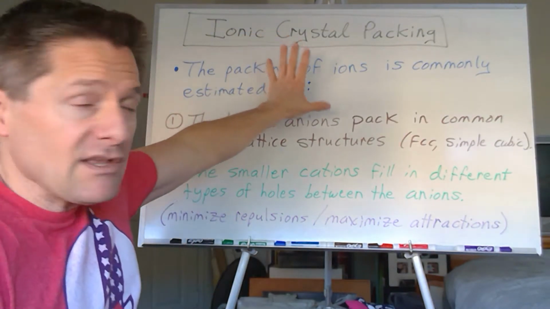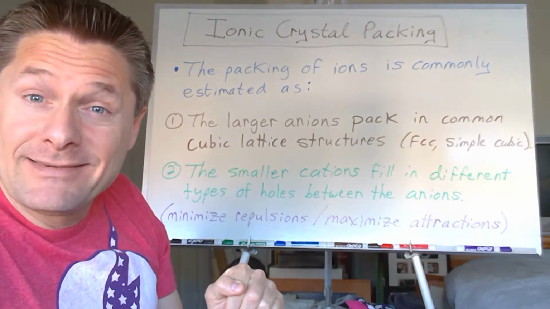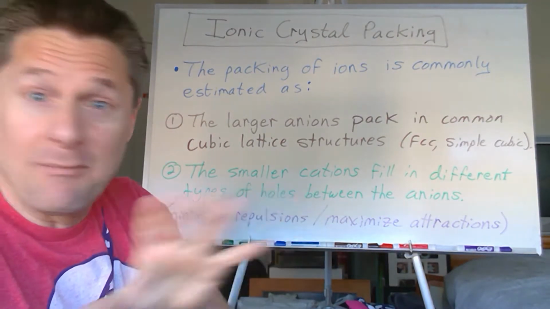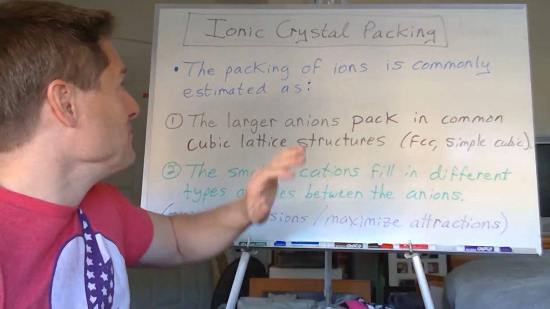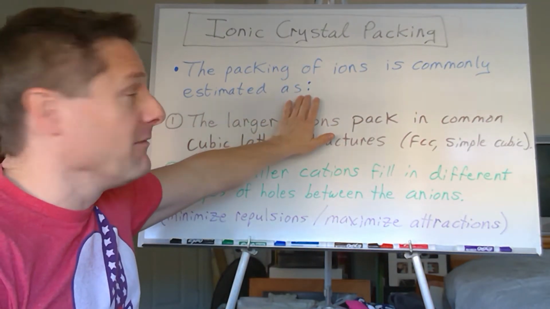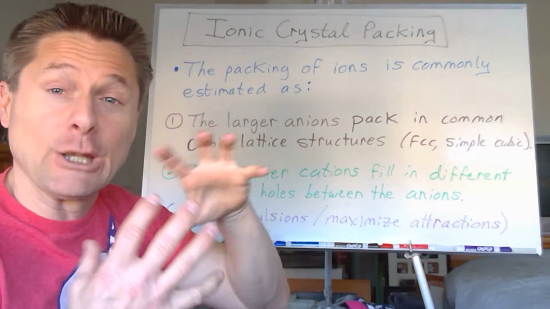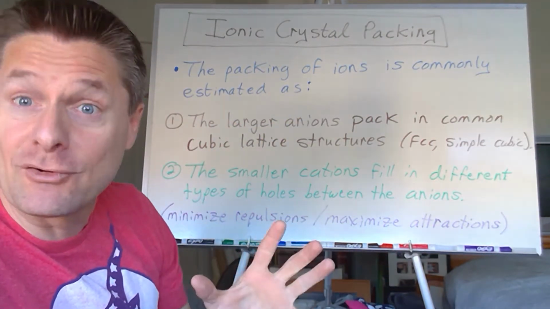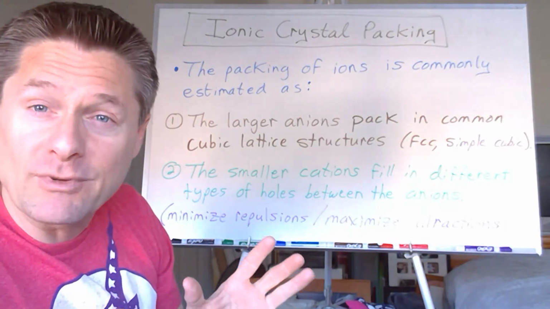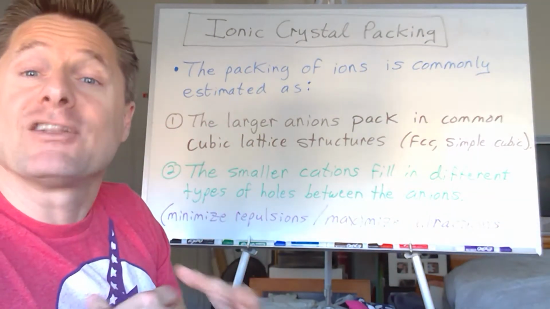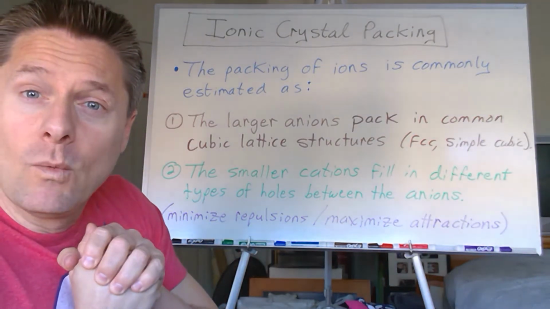So when we're packing ions, I'm just going to focus on cubic unit cells. I'm not going to do the other ones. This is the way we think of the packing of ions, most estimated. We're going to take the larger ions, typically the anions are larger. So that's going to be the case we're going to be thinking about. Those larger anions are going to pack just like we thought of with the metals.